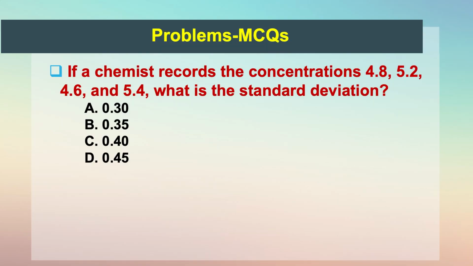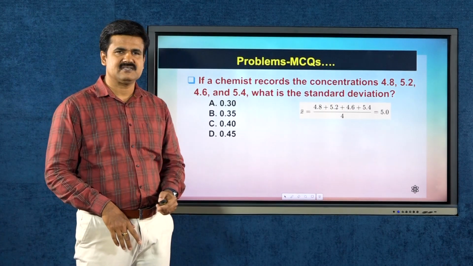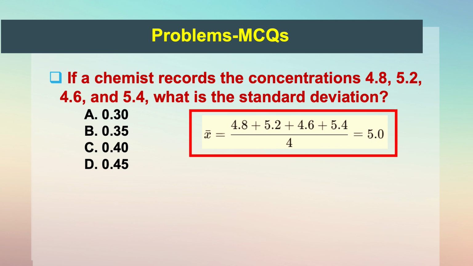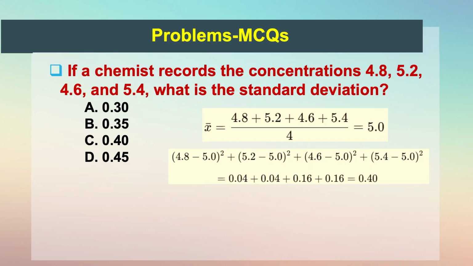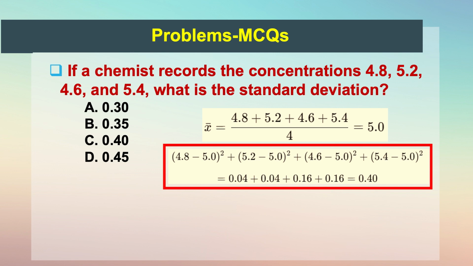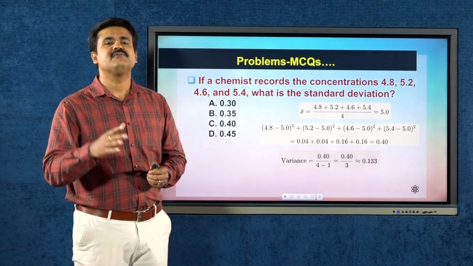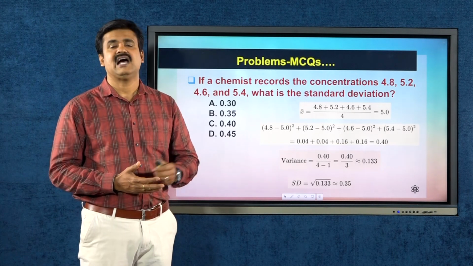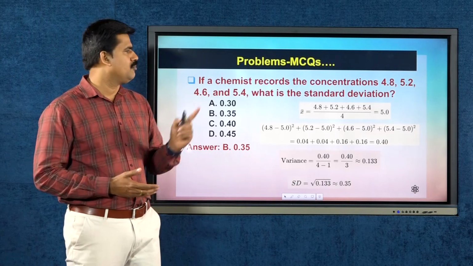This is the last problem of this discussion. If a chemist records the concentrations 4.8, 5.2, 4.6 and 5.4, what is the standard deviation? These are the options in front of you. For that, we first calculate the average of these measurements by adding all these values and dividing by the total number. You are getting the average as 5, x bar equal to 5. Now, you have to find the deviation of each value from the mean and take its square. The sum of squares of the deviations is equal to 0.4, and finally that 0.4 divided by 4 minus 1 gives the square of the standard deviation, that is nothing but the variance. If you take the square root of the variance, you get the standard deviation, which is equal to 0.35. That means your answer is option B, 0.35.